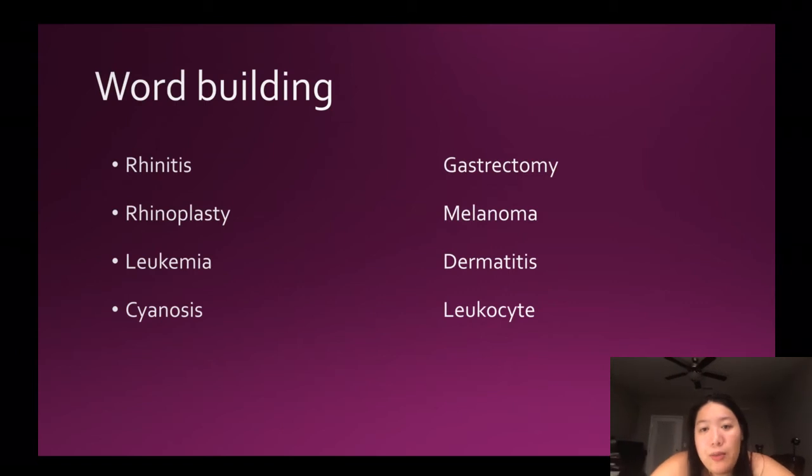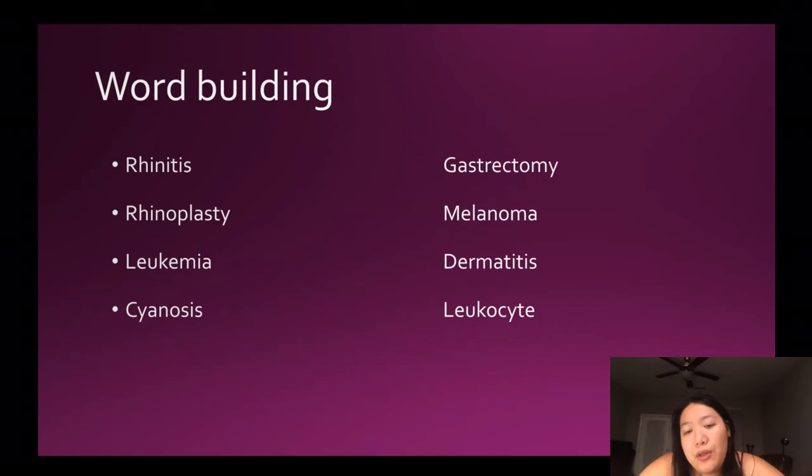So there's also gastrectomy, where gastro is the stomach and ectomy is the excision. So gastrectomy is the excision of the stomach area. And then melanoma. Oma is tumor. Melano is referring to the melanocytes, which are the skin pigments.